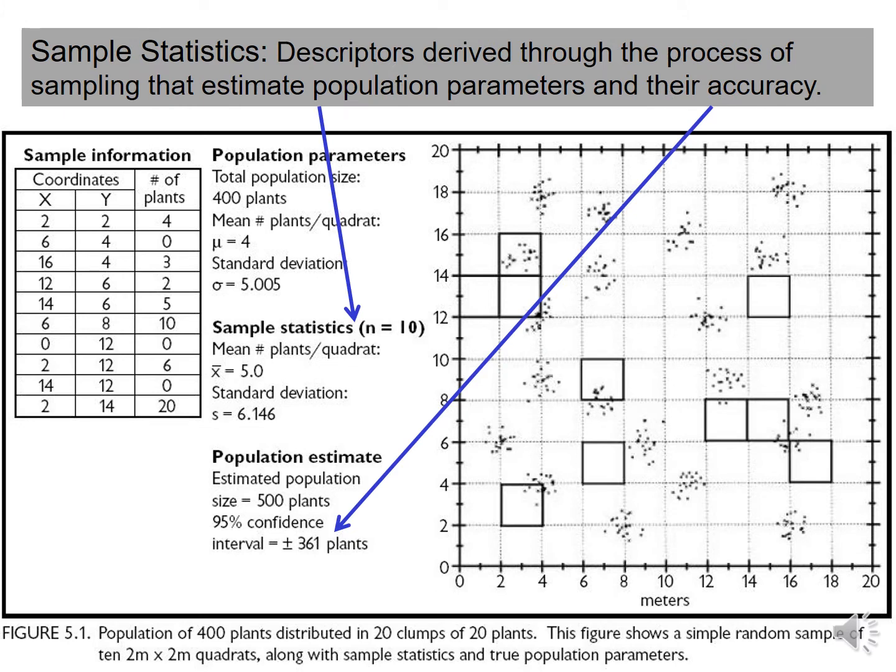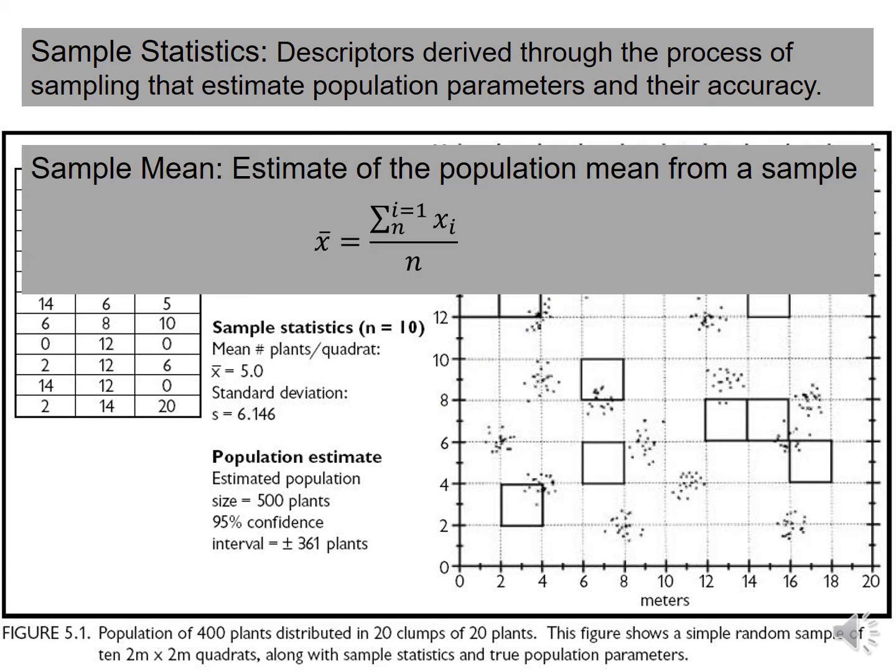When we are only summarizing the values from our sample, we are producing sample statistics. These values are estimates of the population parameter. The first statistic we will look at is the sample mean. Note that the only difference within the formula is that the little n is substituted for big N.